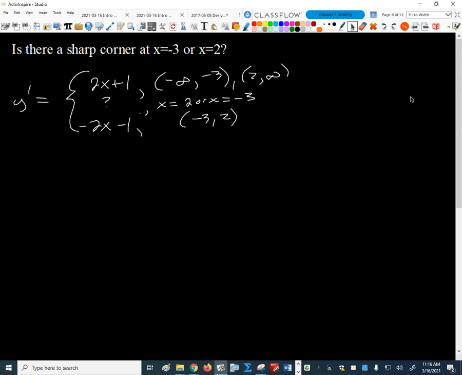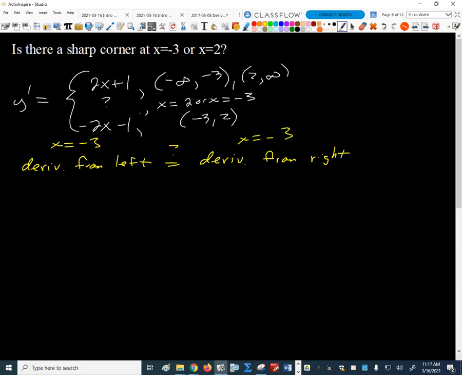So we want to find what is the derivative at -3 from the left and from the right, which means we're taking the limit of the derivative function as x approaches -3 from the left or the right. And then the same thing for 2, right? Everybody agree? So here's our question. Is the derivative from the left at x equals -3 equal to the derivative from the right at x equals -3? That's the question.